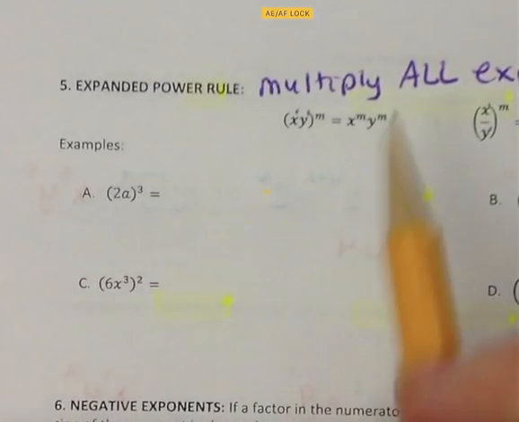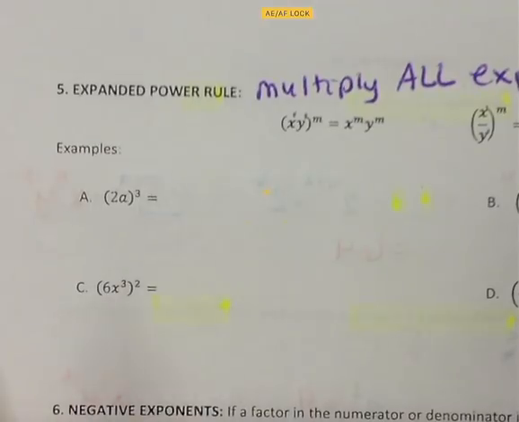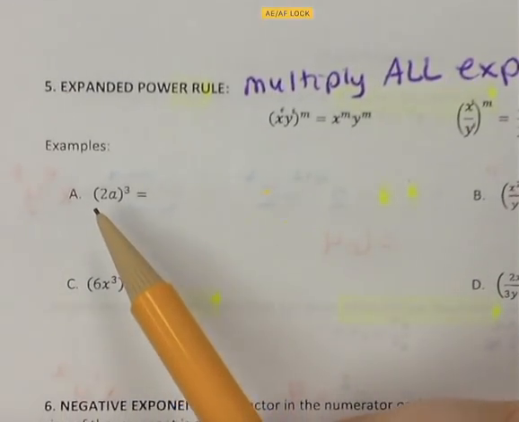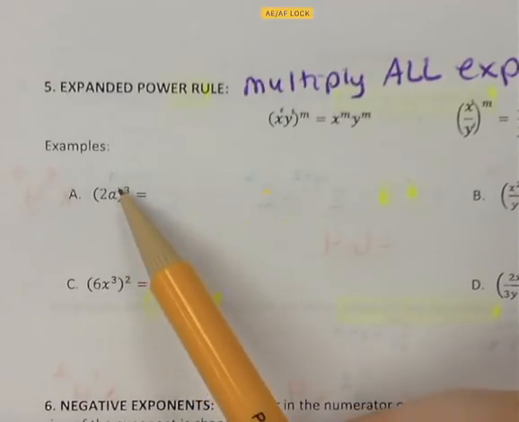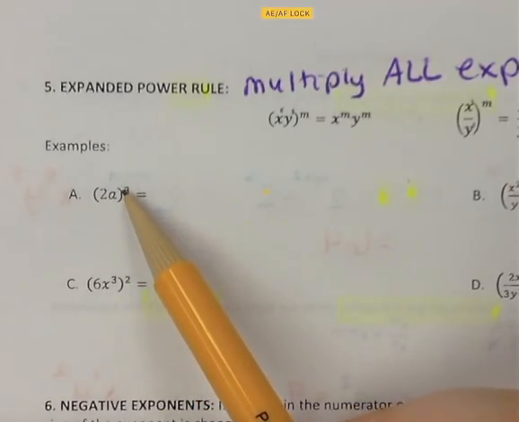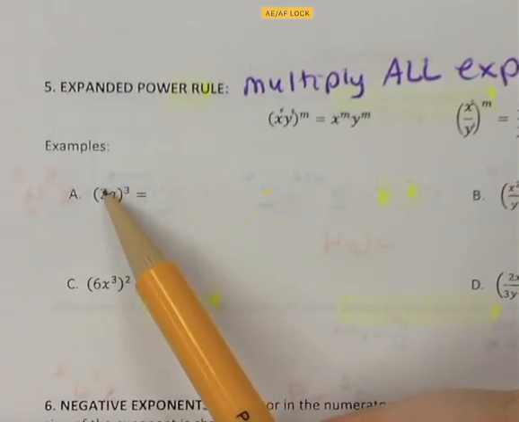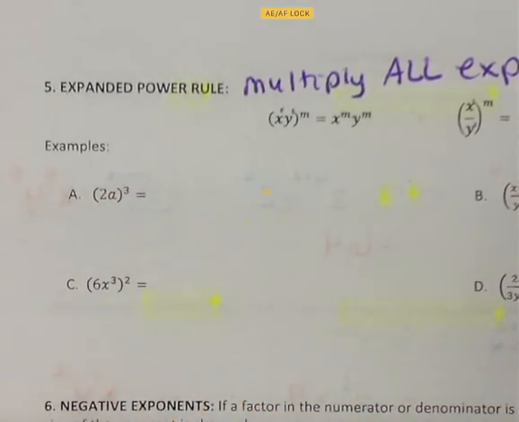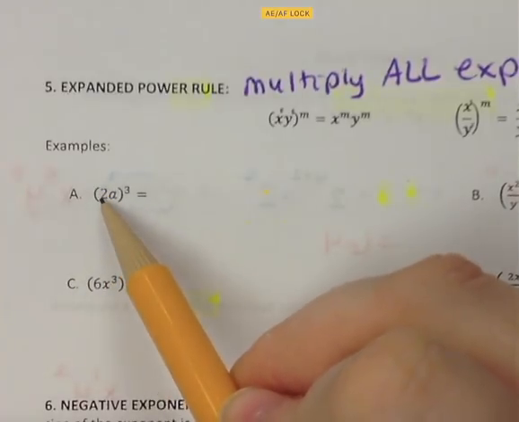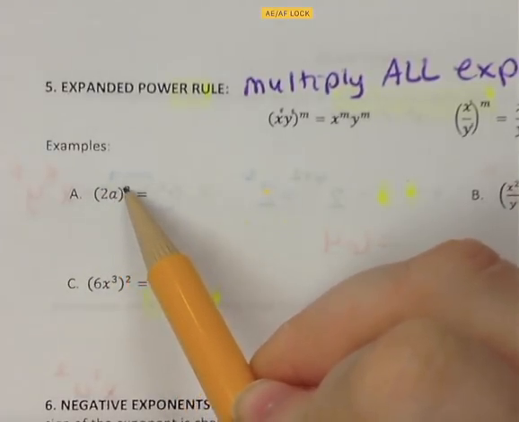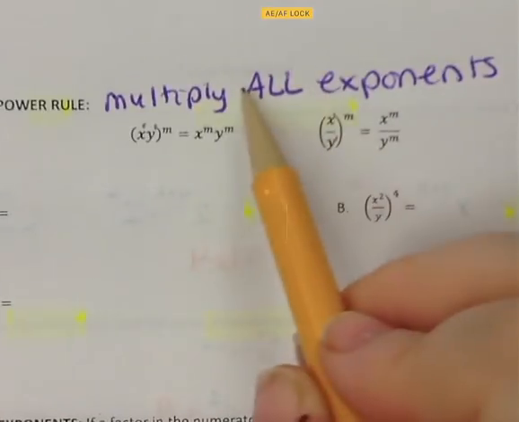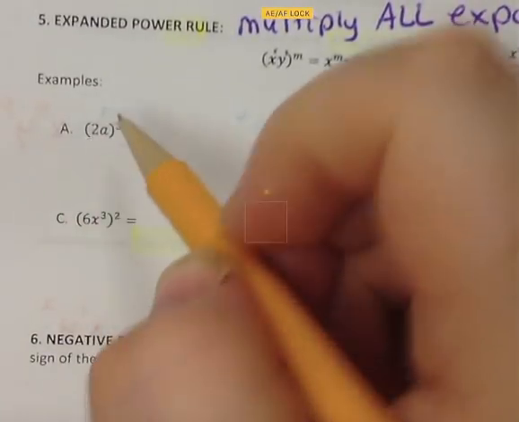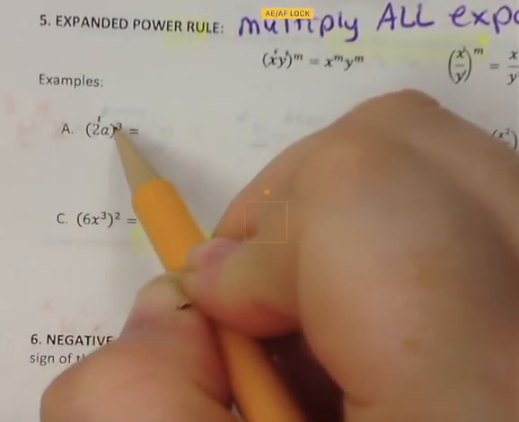Now, when it says to all exponents, that includes every single exponent. So if we look at example A, we have 2a in parentheses, all of that raised to the third. Because all of it is raised to the third, that means we have to multiply the 3 to every exponent. Everything has an exponent, including the 2. Now, we do not do 3 times 2. We multiply the exponents. Again, multiply all exponents. The exponent on the 2 is actually a 1, and the exponent on the a is a 1.